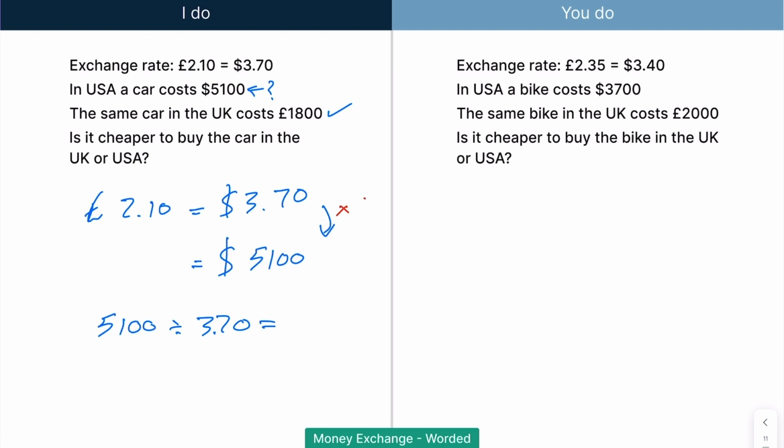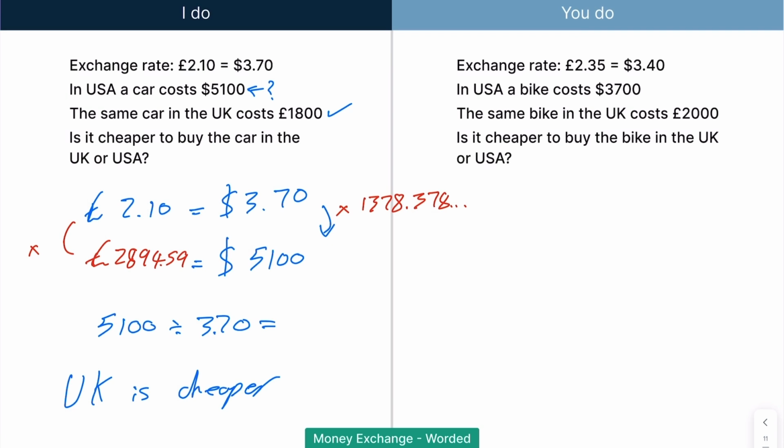times 1378.378... And I multiply this side by that exact same number. So I do 2.1 times that number, and that gives me an answer of 2894.59 rounded. Okay, now you just have to compare this with this, and you can see immediately the car is cheaper in the UK. And then you can just write a conclusion that says UK is cheaper.